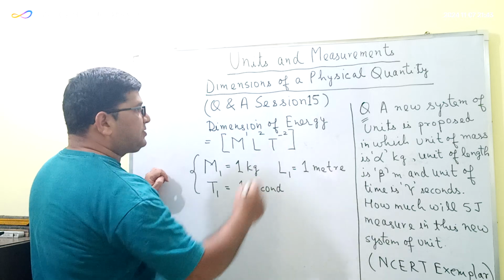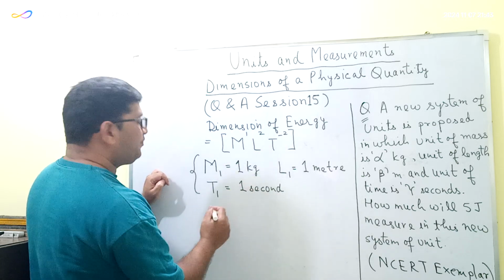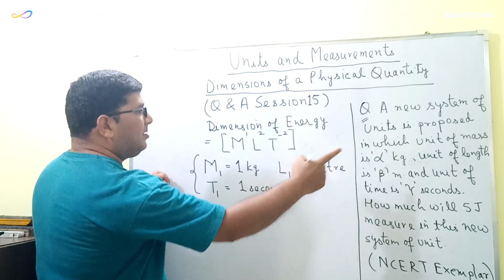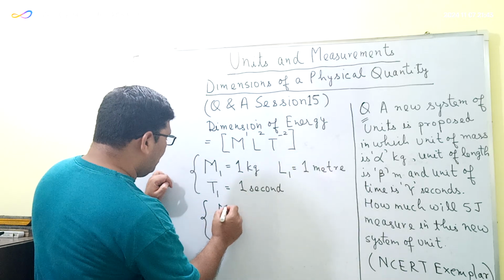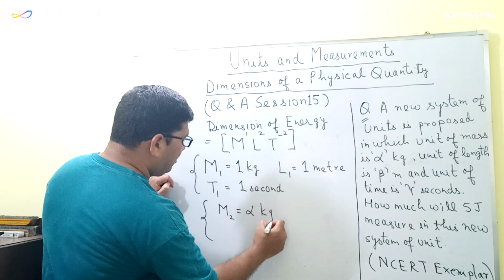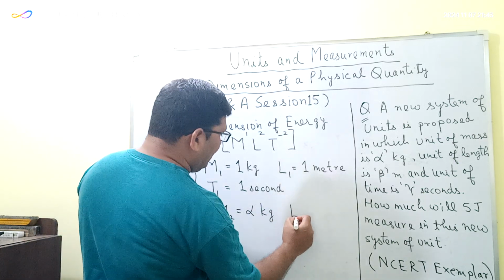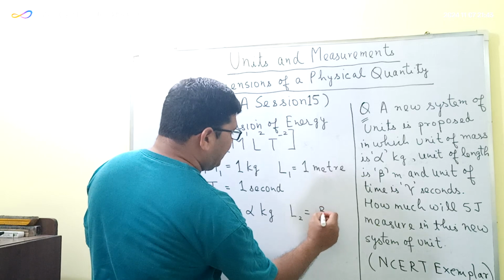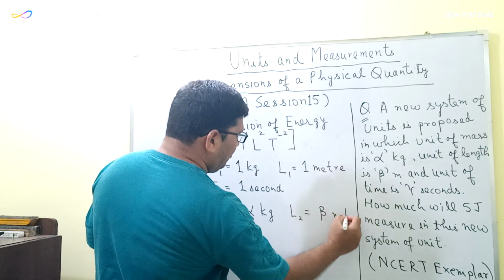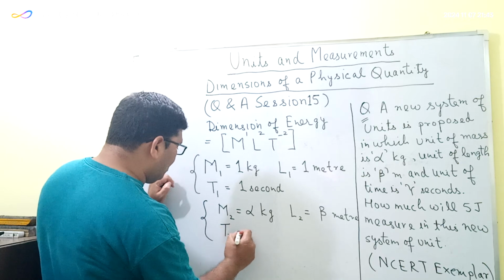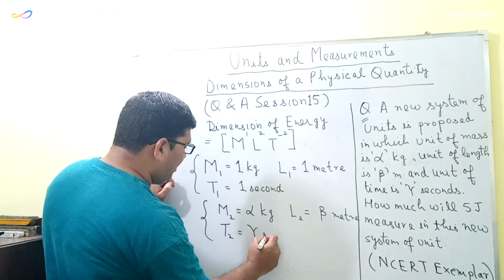And in the new system of unit, the unit of mass, say M2, is equal to alpha kg. The unit of length, say L2, is equal to beta meter, and the unit of time, say T2, is equal to gamma seconds.